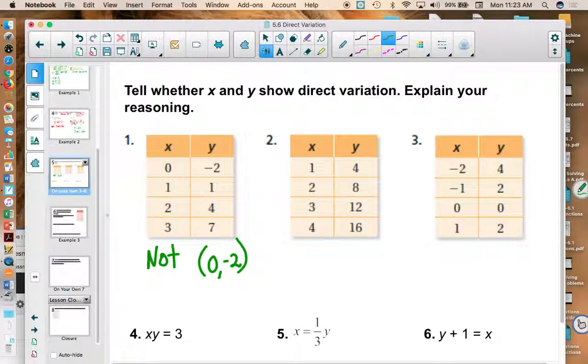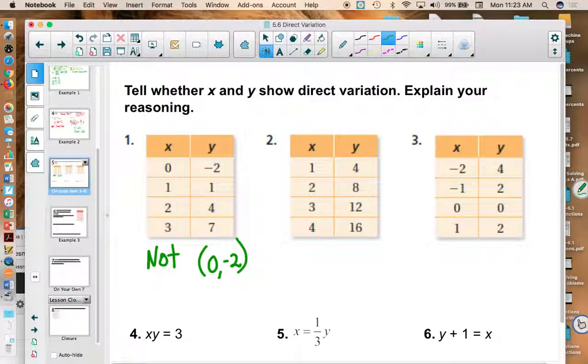If it was like a straight line along the 0 line, would it count? A straight line along the 0 line, because then you'd have 0, -2, and 0, 0. But it doesn't. So it doesn't work. Number 1. Okay? All right. What about number 2?